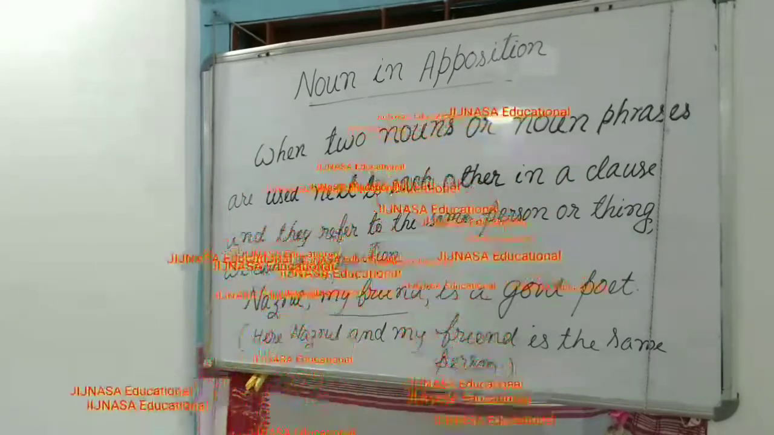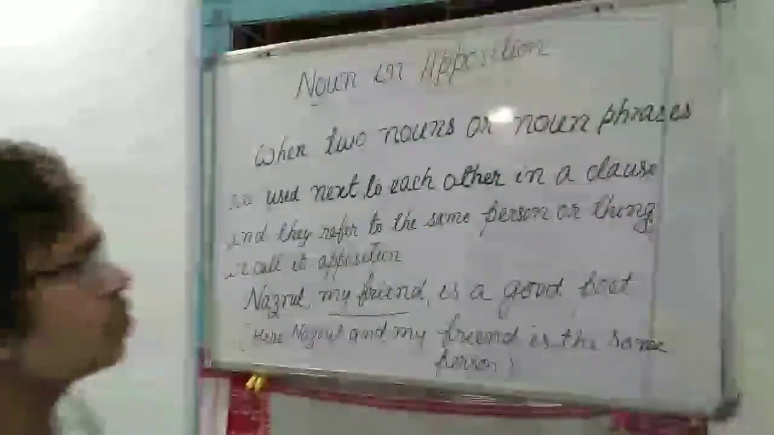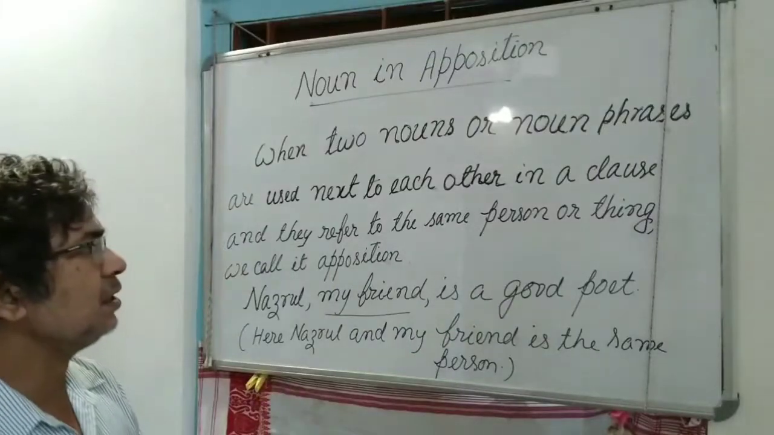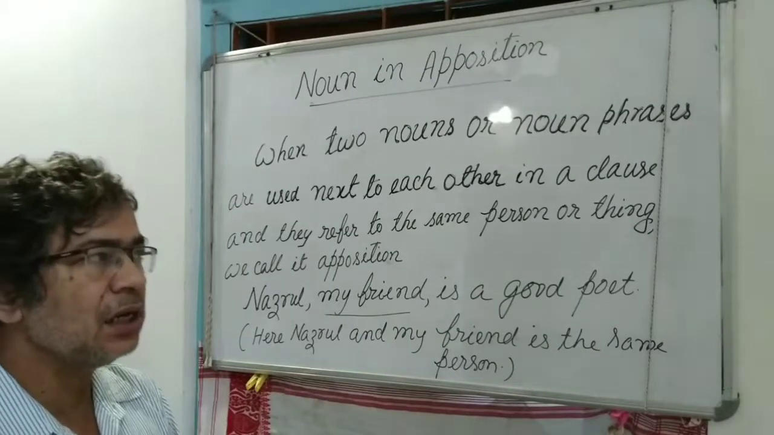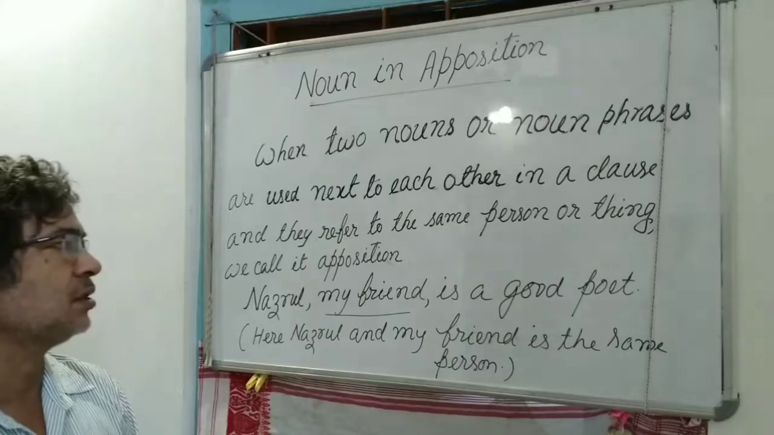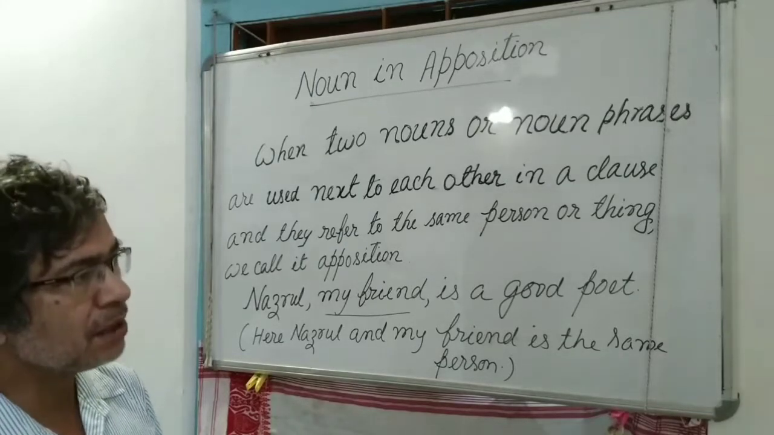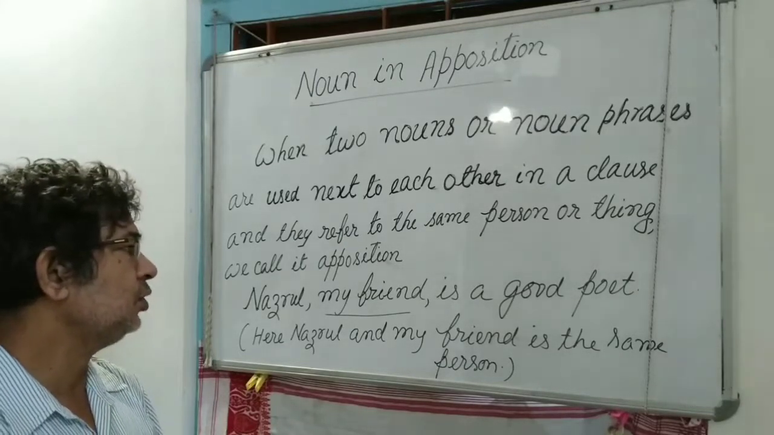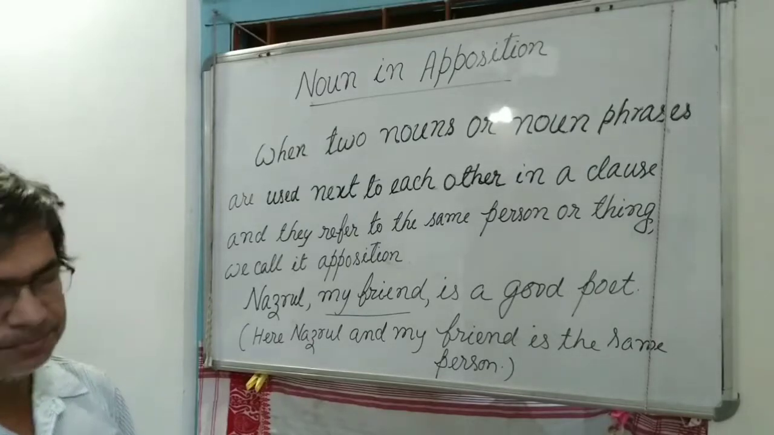Today's topic is noun in apposition. When two nouns or noun phrases are used next to each other in a clause and they refer to the same person, same thing, we call it apposition.